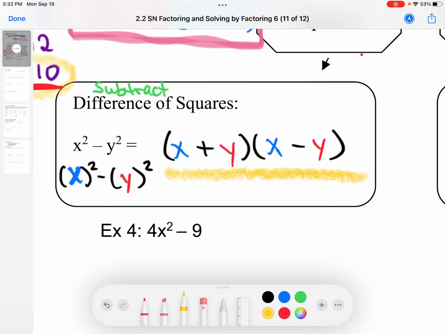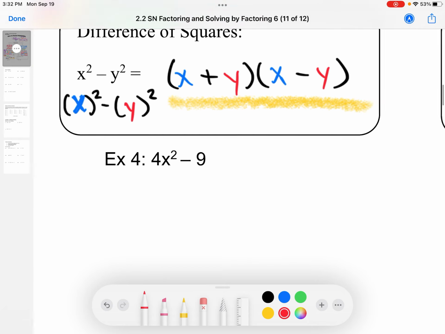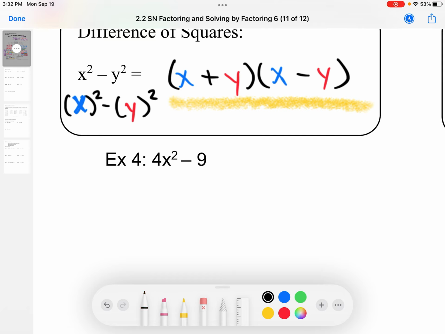Try not to make this one too hard. Take the square root of each term, add those in one parentheses, subtract those in the other parentheses. So let's look at an example. Example 4, there's not a greatest common factor. There are 2 terms. They are perfect squares, and they are being subtracted.